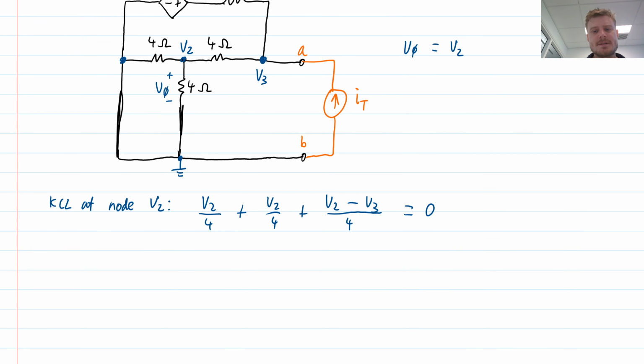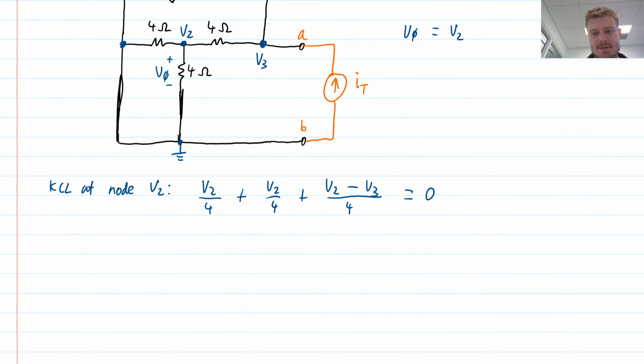We can simplify this one, again multiply out the denominators, and I have 1, 2, 3 terms in which V2 appears, so this is 3V2 minus V3 is equal to 0. The thing that I'm trying to solve for is V3, so I'm going to solve this equation for V2 so that I can eliminate it later. So V2 is V3 over 3, and we're going to call that equation 1.